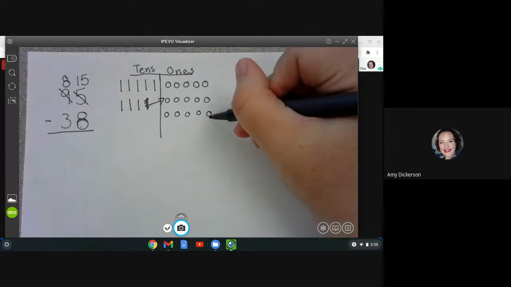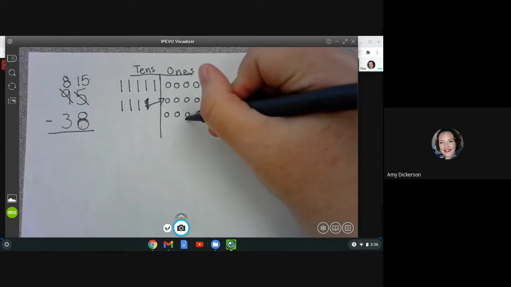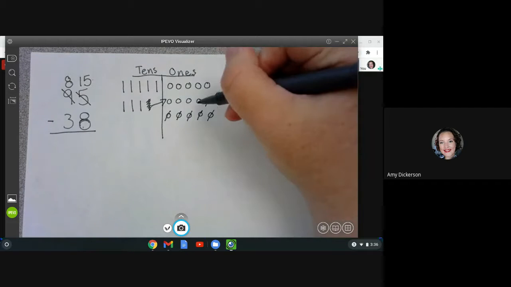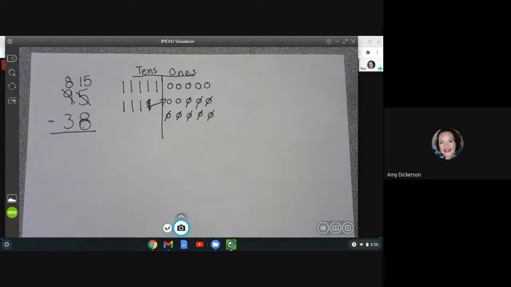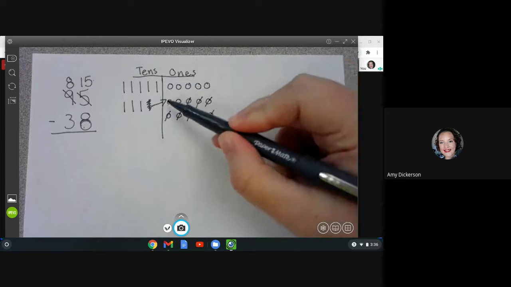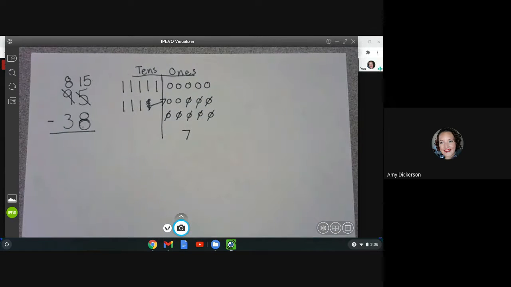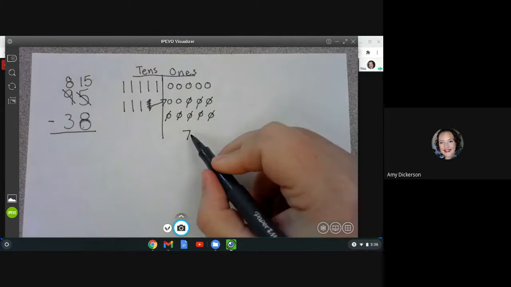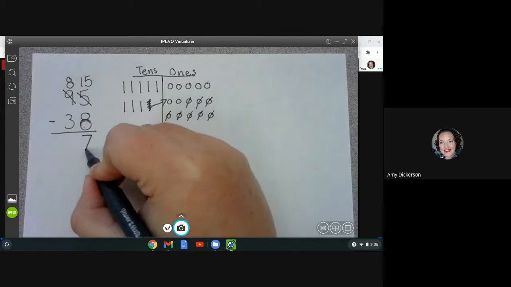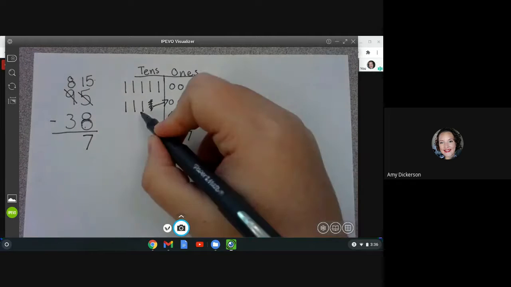So I'm going to start down here and cross out 8. 1, 2, 3, 4, 5, 6, 7, 8. And I'm left, here's 5, 6, 7. I'm left with 7 1s. So I can put my 7 here in the ones column, and I can also put it over there in the ones column. Now I go to my 10s.